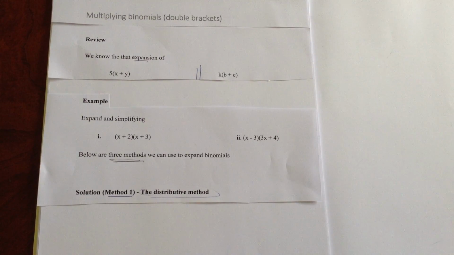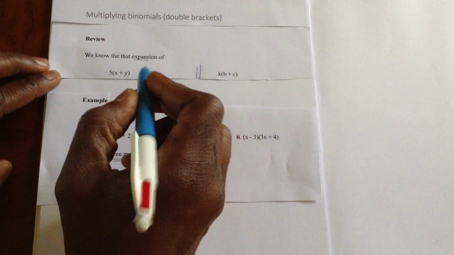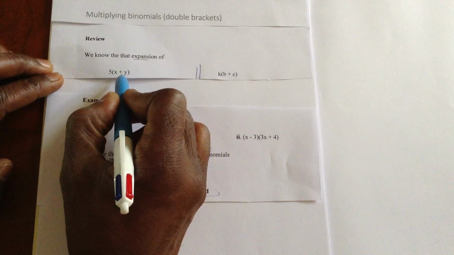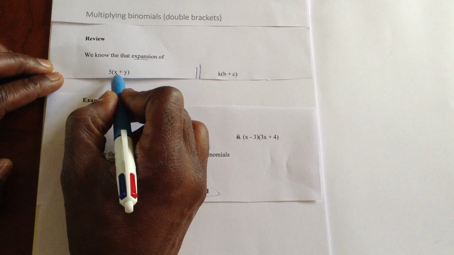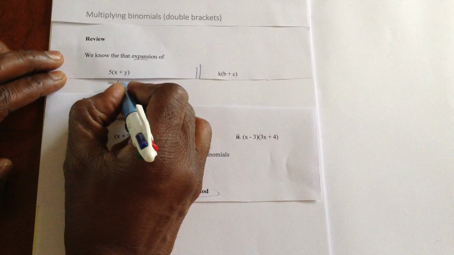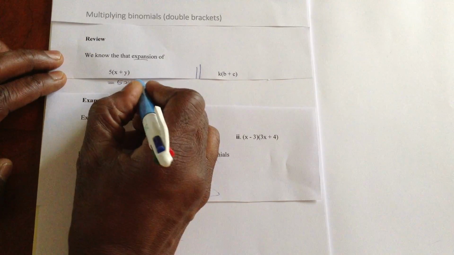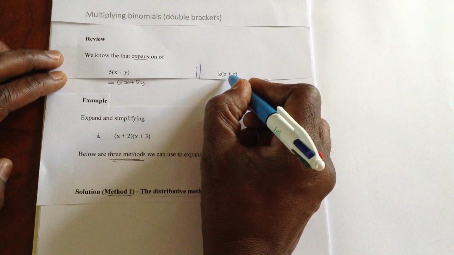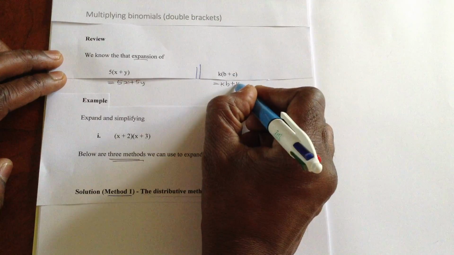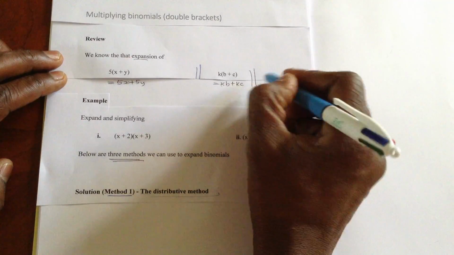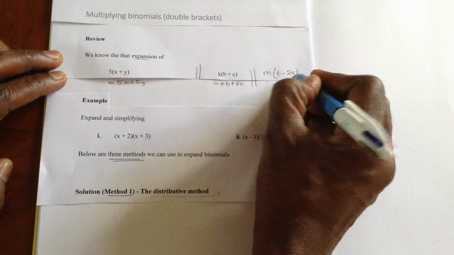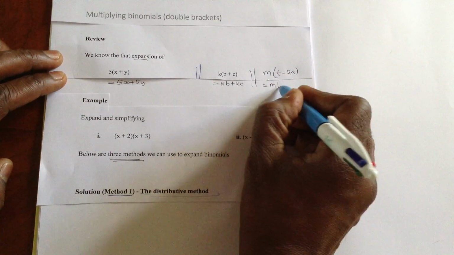Multiplying binomials. Review. We are going to start by expanding simple expressions such as 5 into x add y. So 5 into x add y equals 5x add 5y. k into b add c equals kb add kc. And say m into t minus 2a equals mt minus 2am.